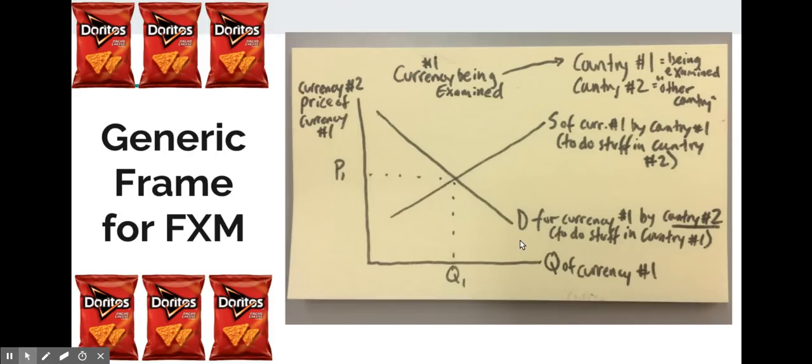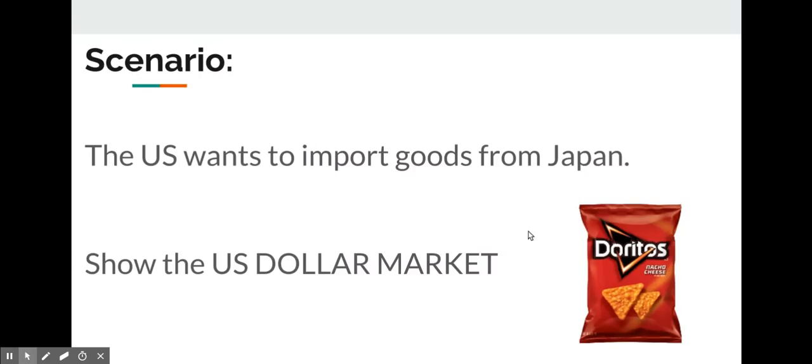So please come back to this slide. This is kind of the key that can unlock a lot of foreign exchange, just getting this graph right. So here's a scenario with real countries instead of country number 1 and country number 2. Let's say the US wants to import goods from Japan. We want to buy Japanese products as people in the United States.